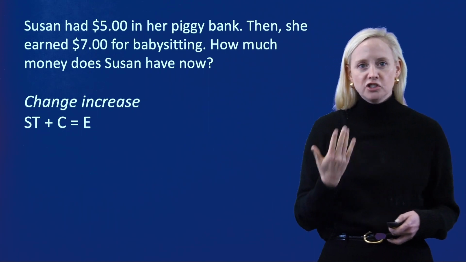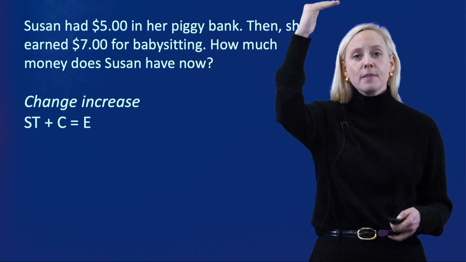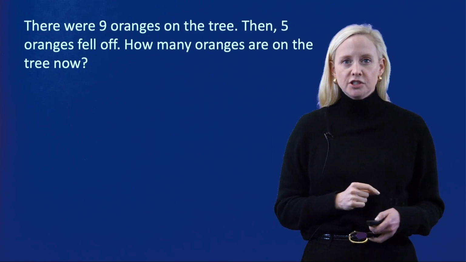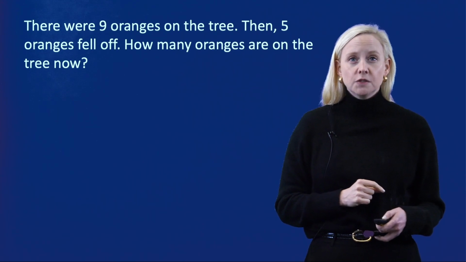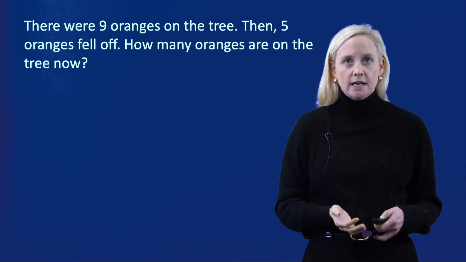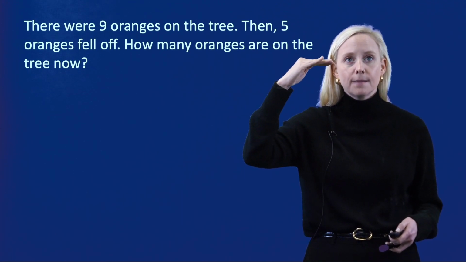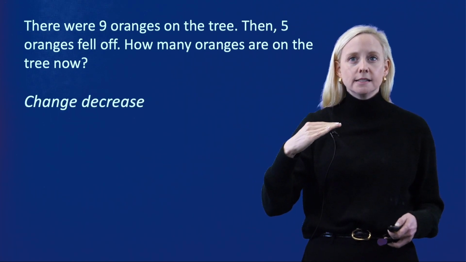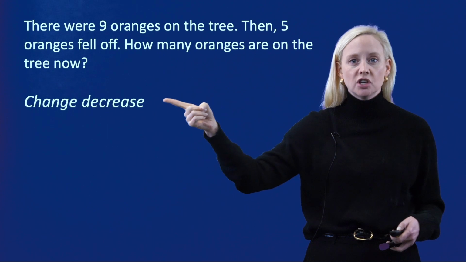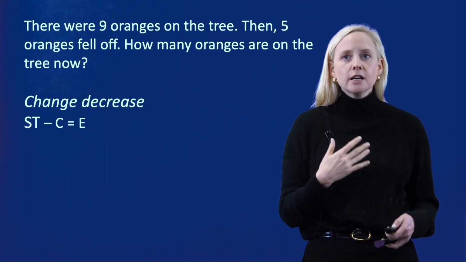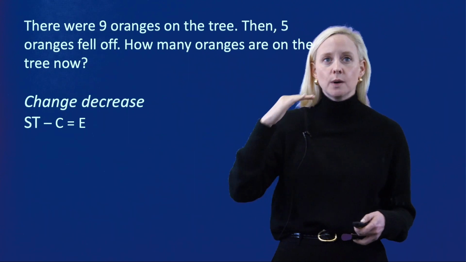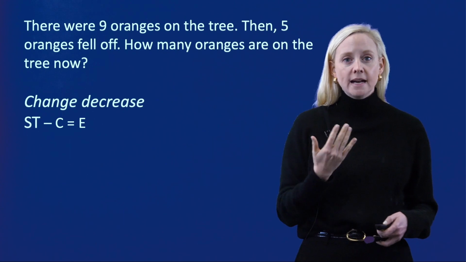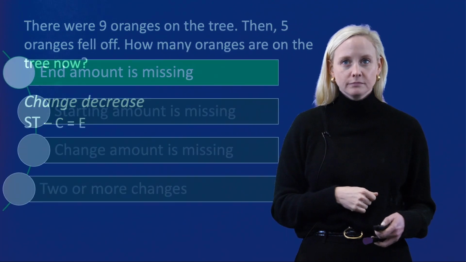But here you can see we've written the change increase equation. The start amount plus the change equals the end amount. So here this says there were 9 oranges on a tree. Then 5 oranges fell off. How many oranges are on the tree now? So we had 9 oranges and then something happened. What happened? 5 fell off. So when 5 fell off, our amount is decreasing. So this is an example of a change decrease problem. And the equation that goes with the change decrease, very similar to our change increase, except our sign is a minus. So we have the start amount minus the change amount equals our end amount.